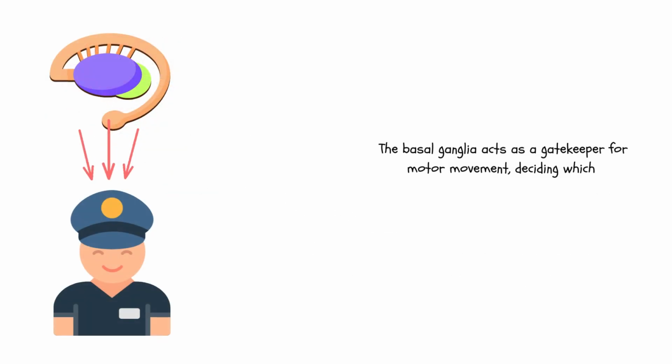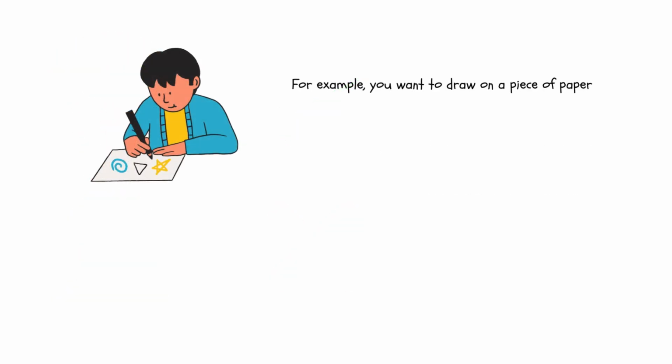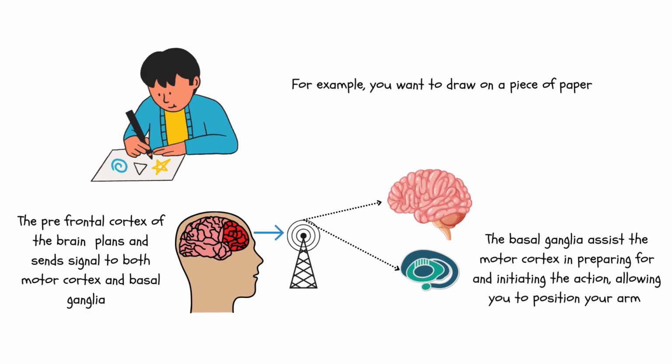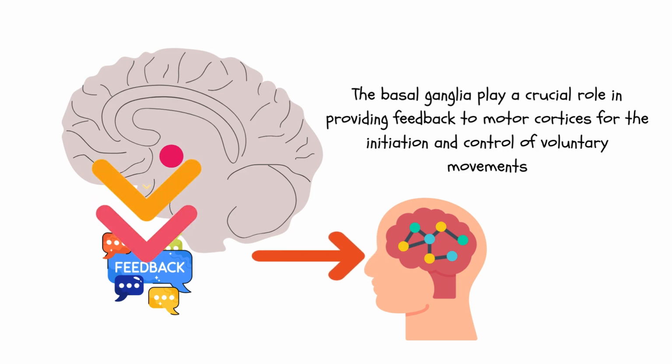The basal ganglia acts as a gatekeeper for motor movements, deciding which actions to allow and which to inhibit. For example, you want to draw on a piece of paper. The prefrontal cortex of the brain plans and sends signals to both motor cortex and the basal ganglia. The basal ganglia then assists the motor cortex in preparing for and initiating the action, allowing you to position your arm to start drawing. The basal ganglia play a crucial role in providing feedback to motor cortices for the initiation and control of voluntary movements.